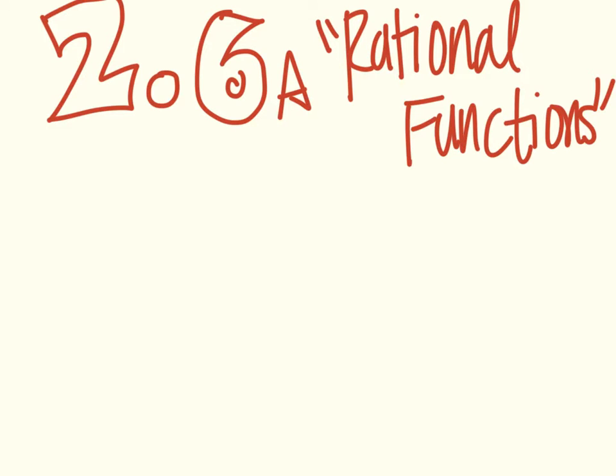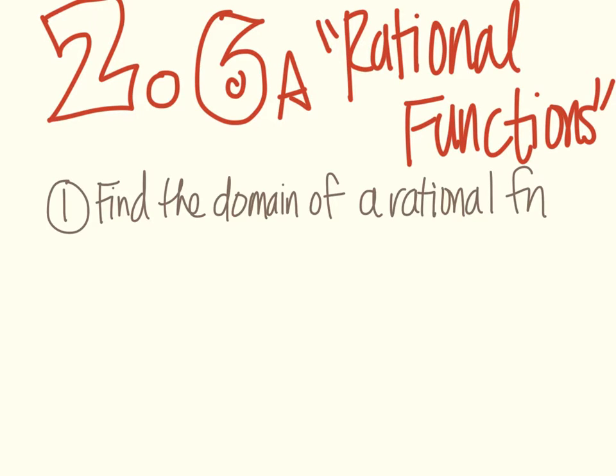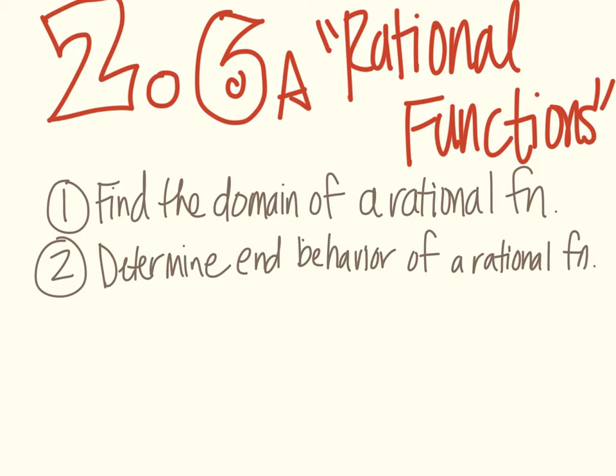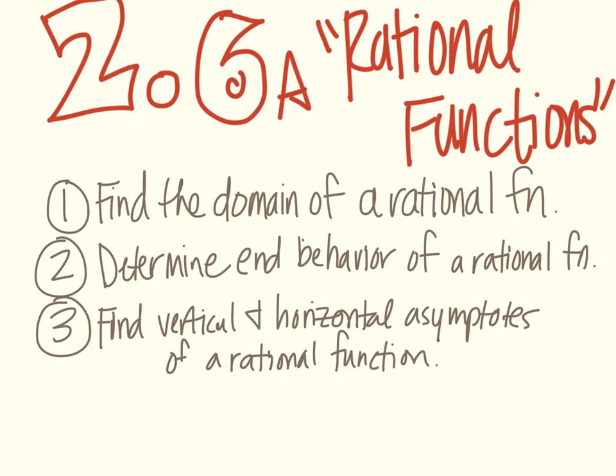We have 3 objectives for this particular video. The first objective is to find the domain of a rational function. The second is to determine the end behavior of a rational function. And the third objective is to find vertical and horizontal asymptotes of a rational function. So you can see a trend here. Everything we're going to be working with today is a rational function. So I suppose we should start talking about what a rational function is.